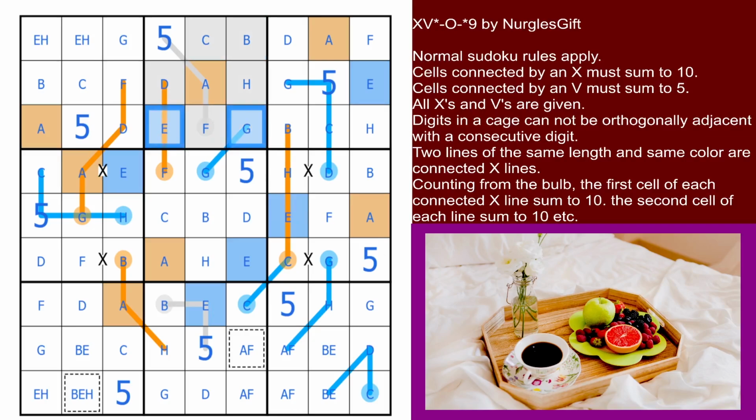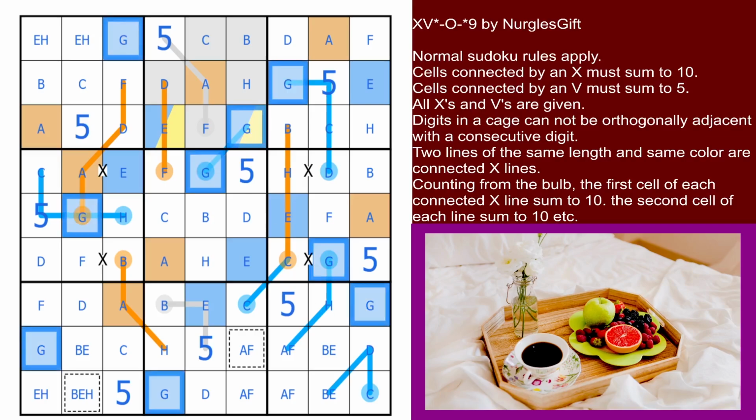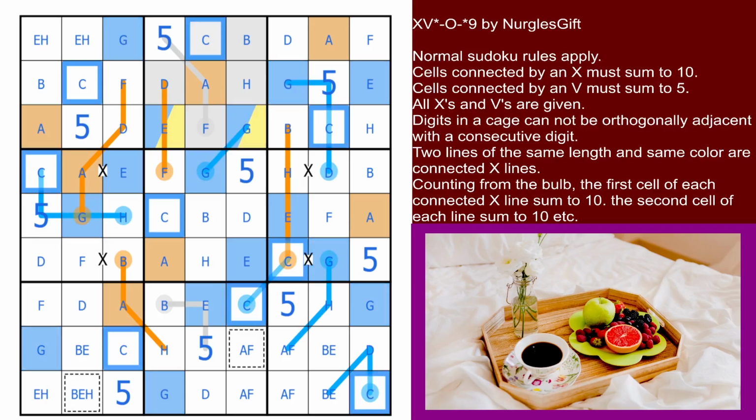In fact, G and E are partners in 5. So now we know that G is small. We can take all the G's and put them as small. If G is small, we know that C is high. C has to be high now.